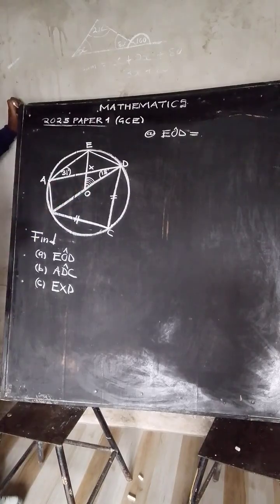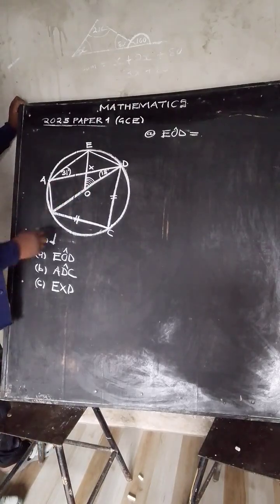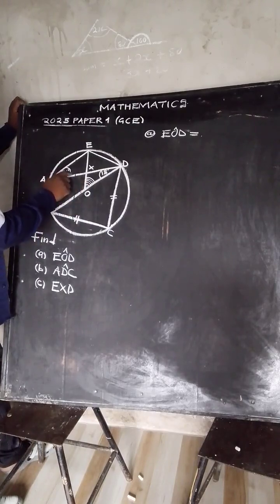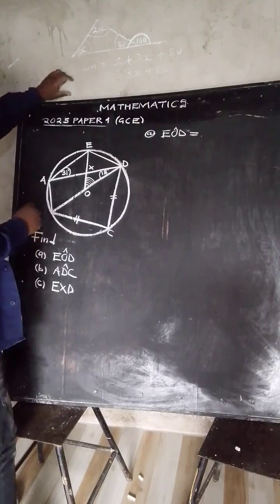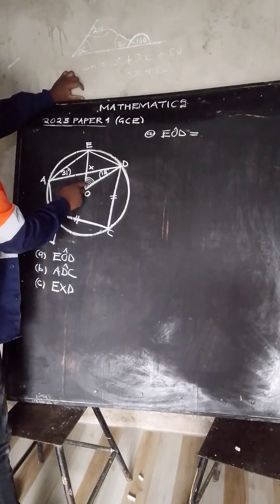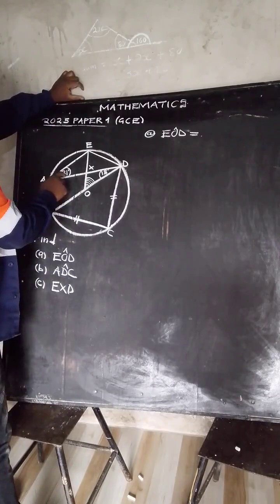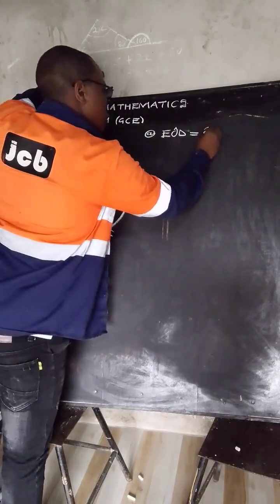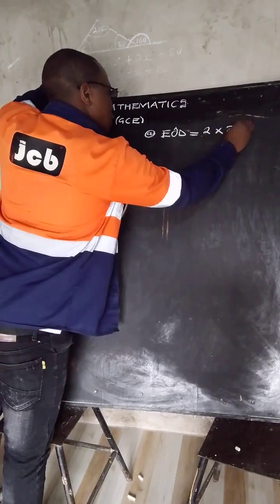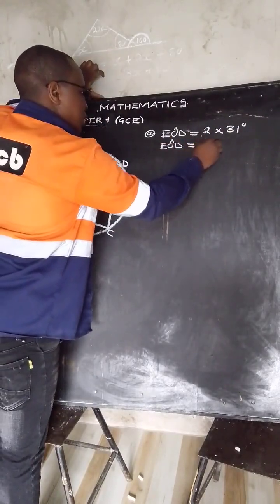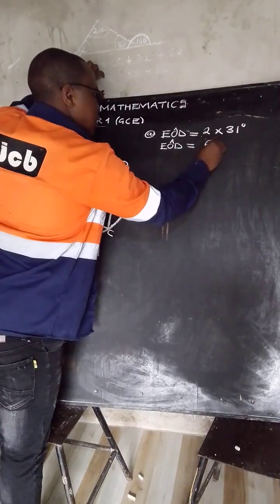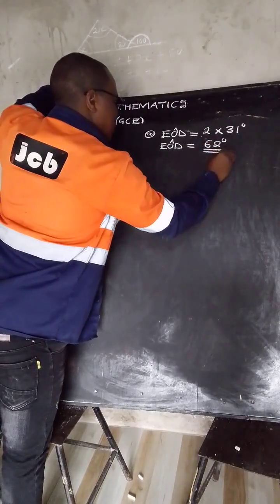Now we know that the angle at the center is twice the angle on the circumference. So this angle is twice this angle. To find the angle at the center, you multiply 2 times the angle at the circumference. So EOD is equal to 2 times 31, which gets us 62. This is our answer.